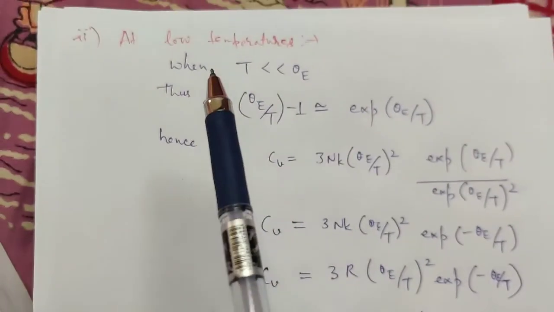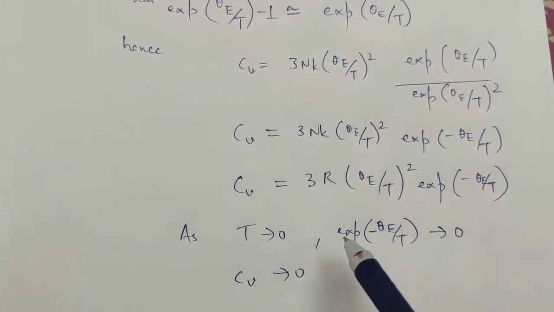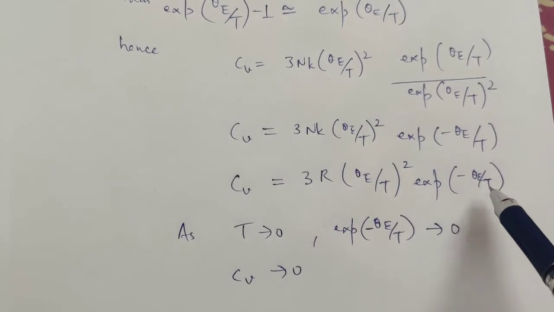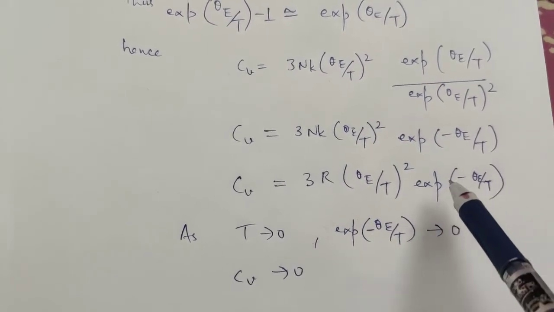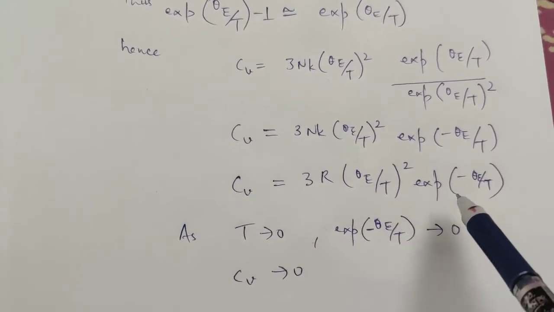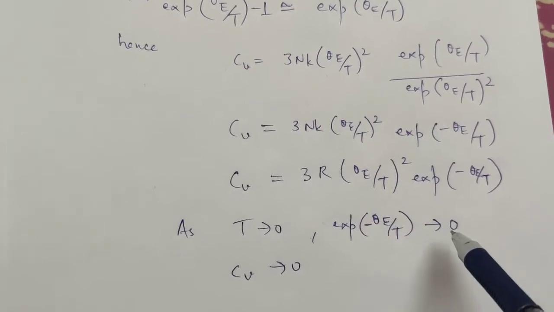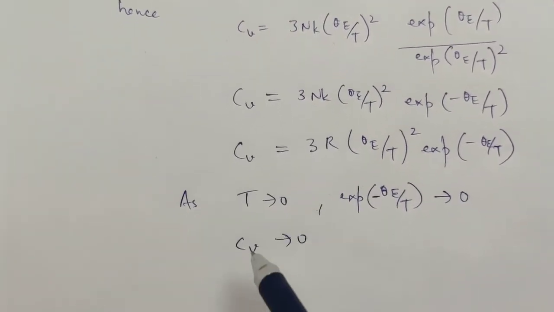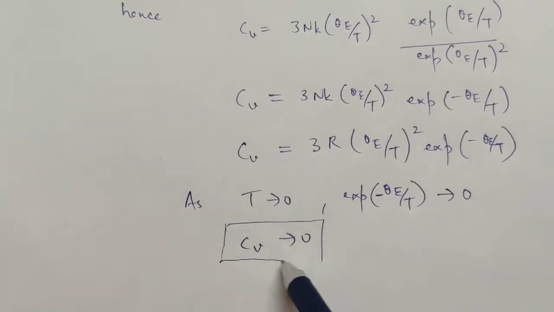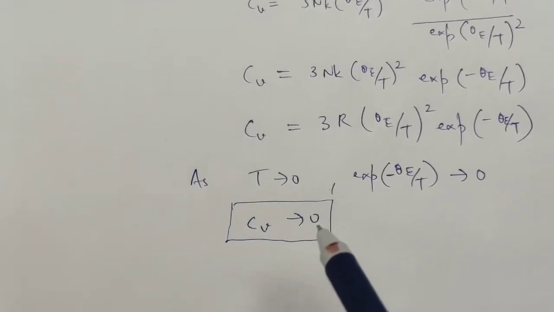Since temperature is low, as temperature approaches 0, this exponential will be exponential minus 1 upon 0, which is minus infinity. Exponential of infinity is infinity, but this will be 1 upon infinity, which is equal to 0. So this approaches 0, therefore the specific heat capacity also approaches 0. As temperature approaches 0, the specific heat capacity approaches 0.